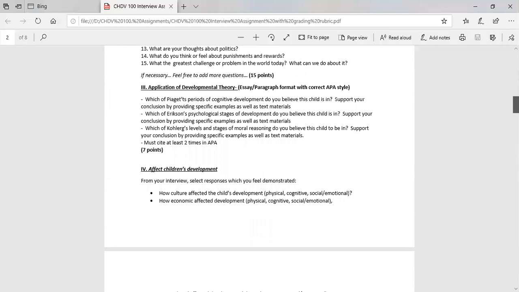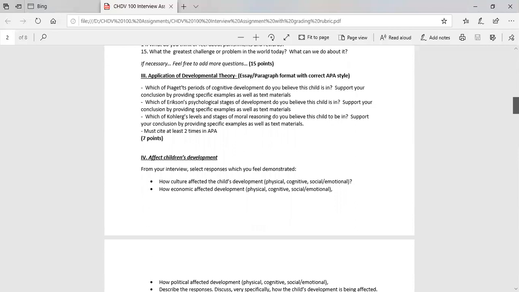Once you're done telling me about the interview process, then you're going to have your developmental theory connection. Remember, I like details, so you're going to give me some detail. You're going to go over Piaget, you're going to go over Erikson and Kohlberg's. It's not just something brief. It's not pick one theory or the other. You do have to address all three to get the points. You also need to give me at least a paragraph per theory.